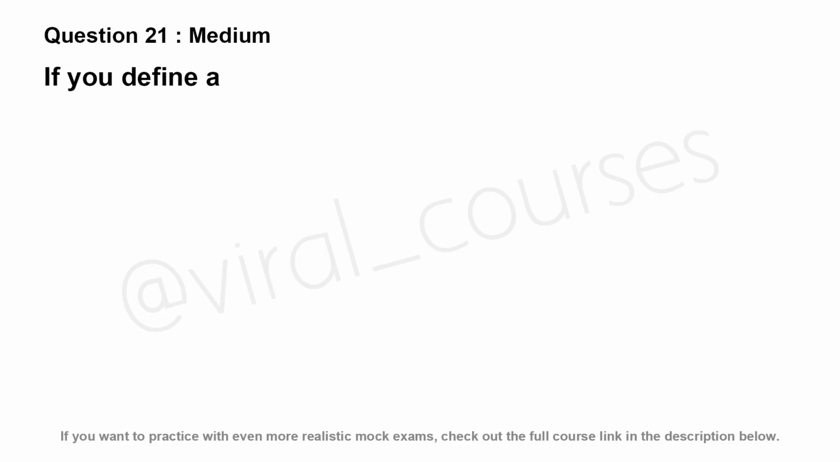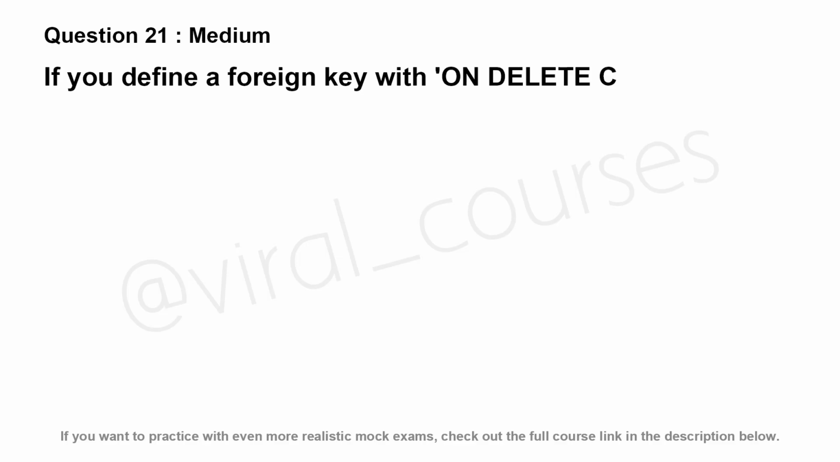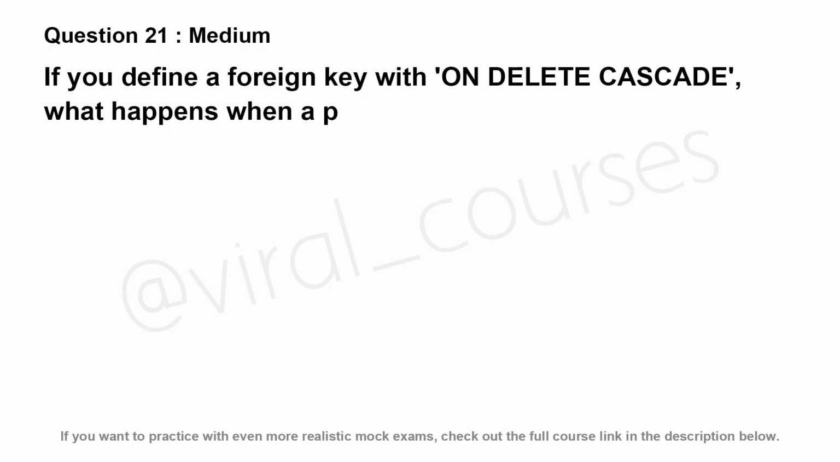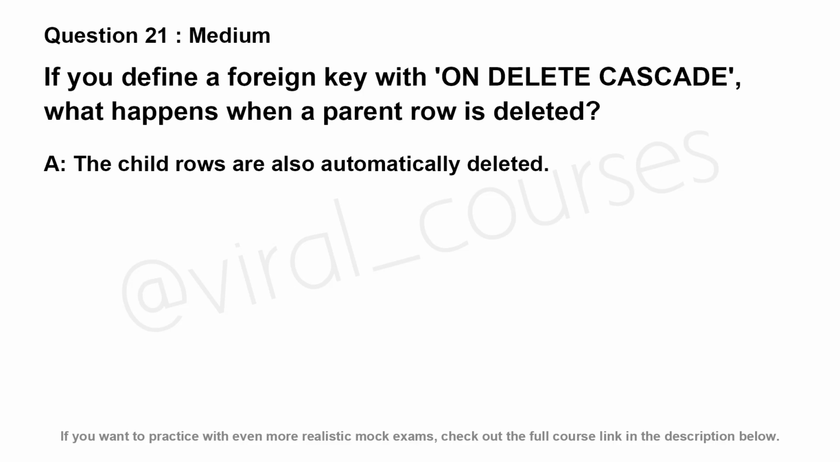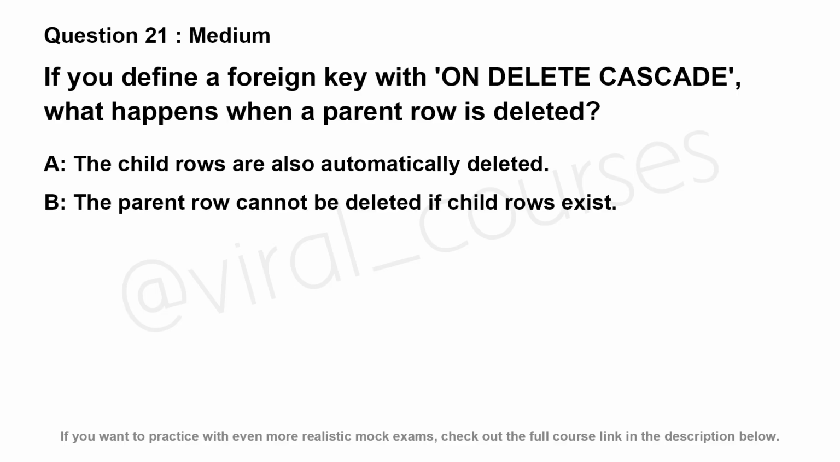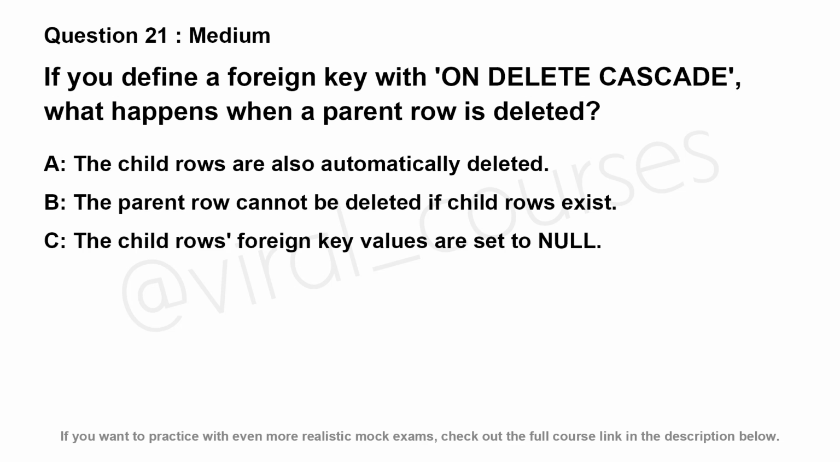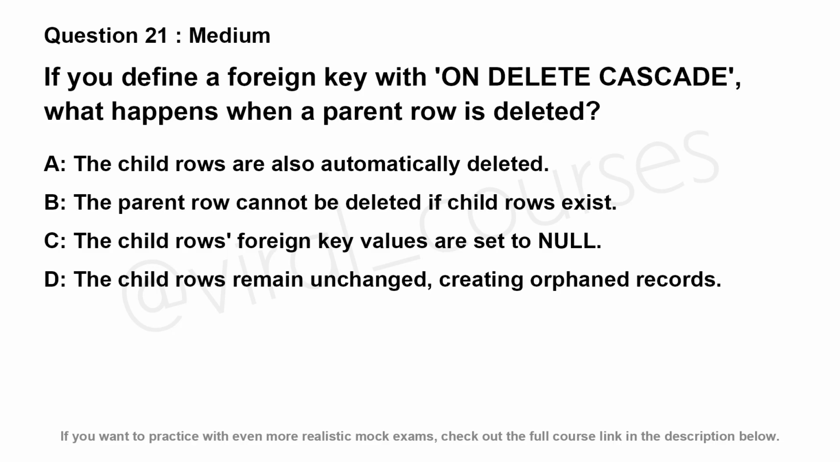If you define a foreign key with ON DELETE CASCADE, what happens when a parent row is deleted? Option A. The child rows are also automatically deleted. Option B. The parent row cannot be deleted if child rows exist. Option C. The child row's foreign key values are set to null. Option D. The child rows remain unchanged, creating orphaned records.